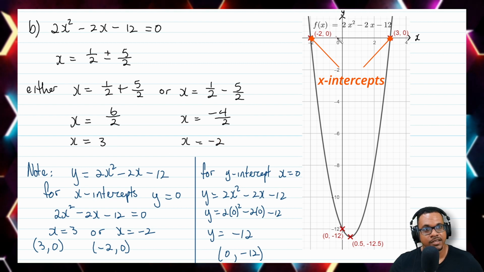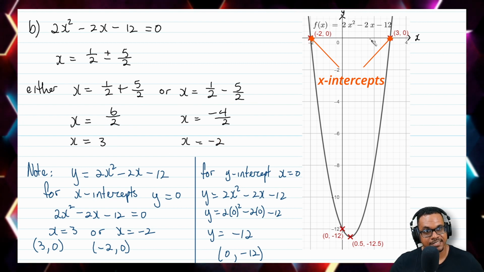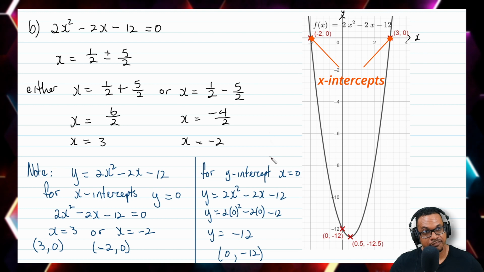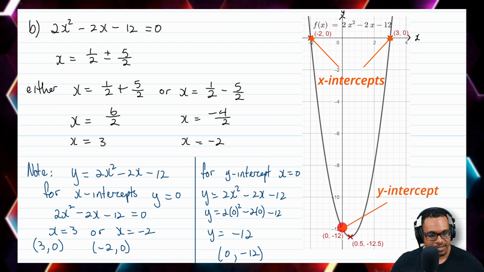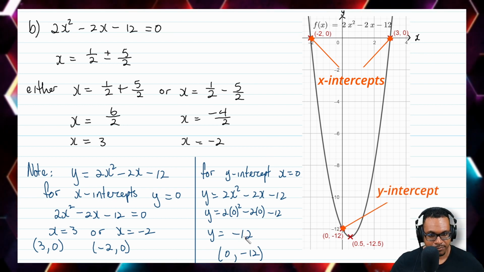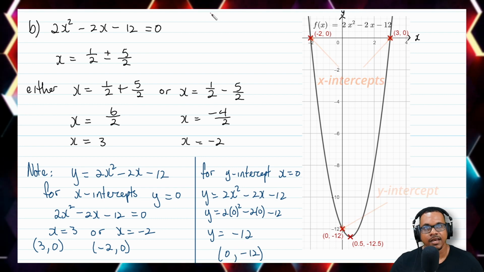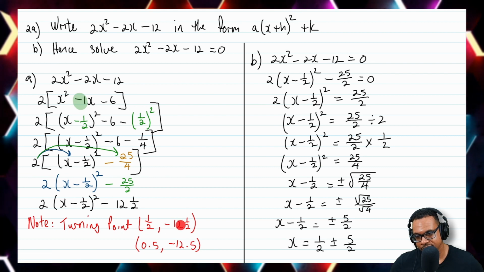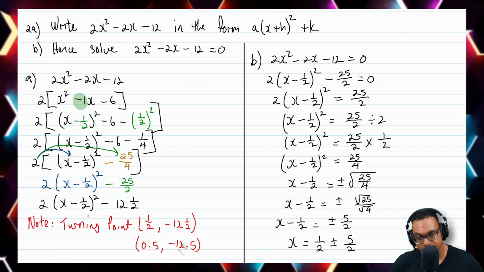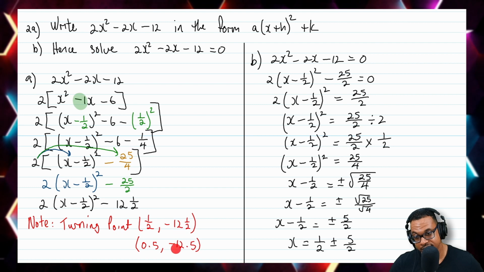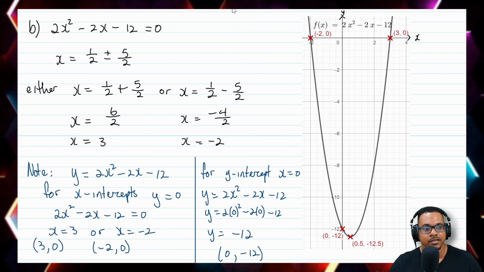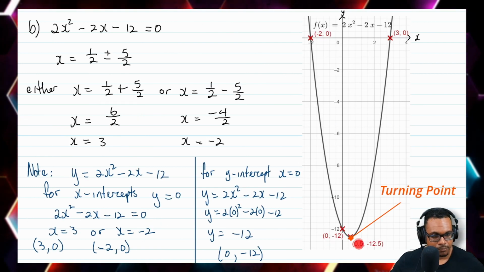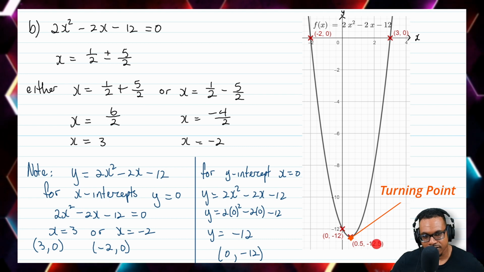Negative 2 and 3. Those are where the graph touches the x-axis, the x-intercepts on the graph. We've seen the y-intercept being negative 12, which we worked out here. The y-intercept is negative 12, 0 on the x, negative 12 on the y. That's here. And if you go on to the other page, our turning point is a half and negative 12 and a half. And a half is 0.5, and negative 12 and a half is negative 12.5. So we see that here, 0.5 and negative 12.5 as our turning point.